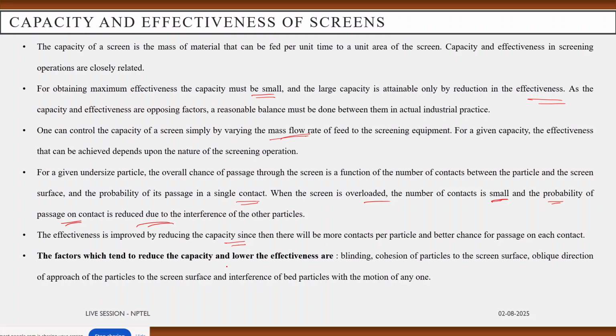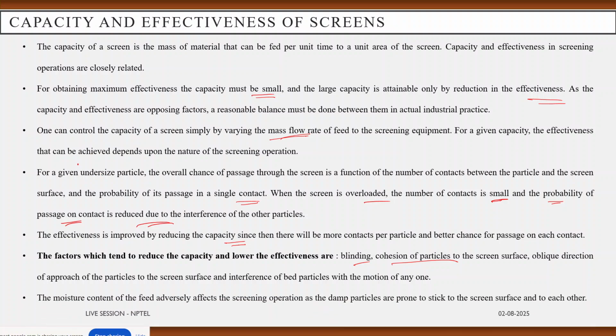The factors which tend to reduce the capacity and lower the effectiveness are known as blinding, cohesion of the particle to the screen surface, oblique direction of approach of particles to the screen surface, and interference of bed particles with the motion of one another. Obviously, it is very important that the moisture content of the feed adversely affects the screening operation, as it can damp the particles, cause agglomeration, block the screen, and that will reduce the effectiveness of the screening.